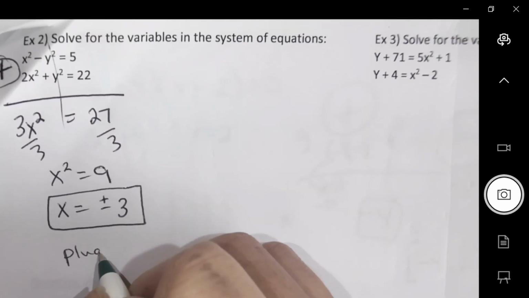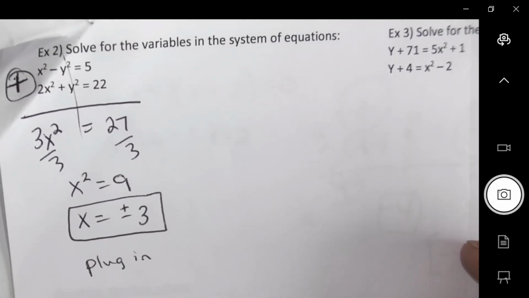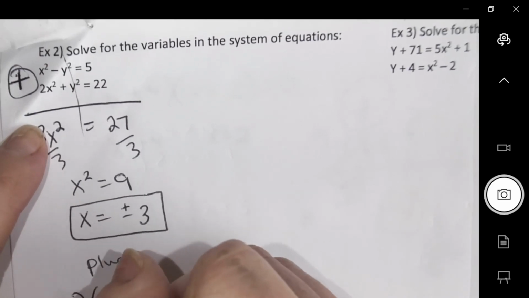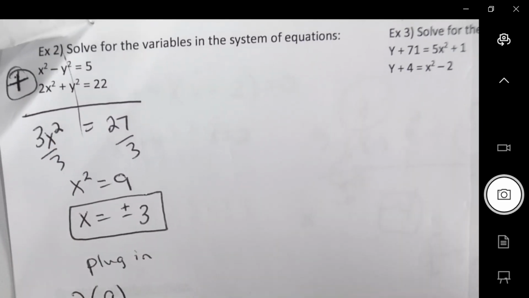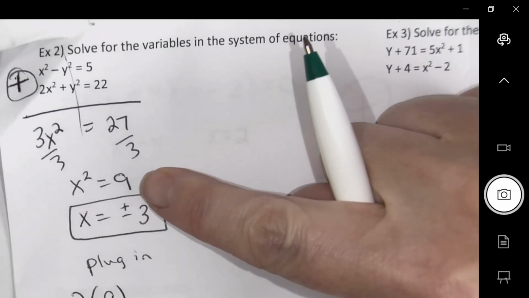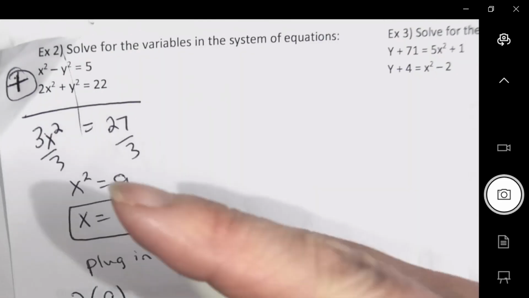Now we're going to go plug in because now I want to figure out y. Okay, which equation do you want to plug into? The first? Okay, you can pick the first. I think I'm going to pick the second. The reason I would pick the second is because now I don't have to deal with subtractions. Okay, so 2x squared. I'm actually going to replace x squared with a 9. Right? Because x squared is just 9.